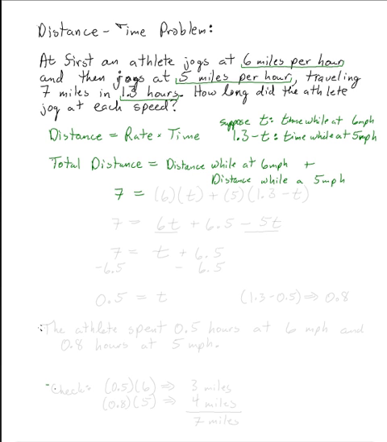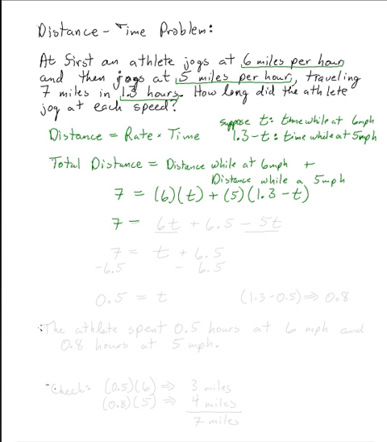Since each distance is a rate times a time, then the rate for the first distance would be 6, and the time is t, 6 miles per hour at some amount of time t. The distance while at 5 miles per hour is again a rate times a time. The rate is 5, but now the time, which we've stated already, is 1.3 minus t. And now we have an equation which we can solve, and which will hopefully answer the problem.